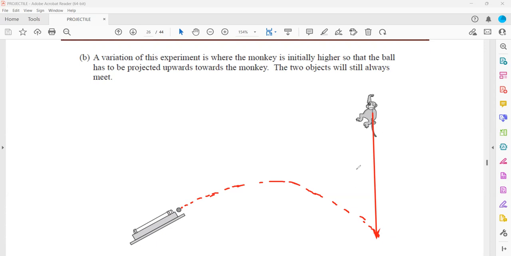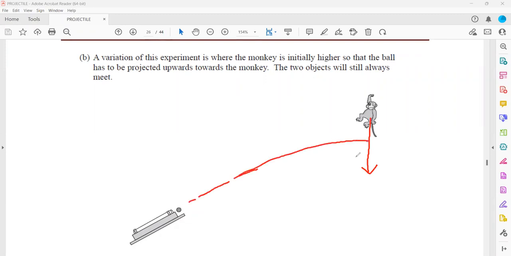Yeah, that's a good question. The question is why we did not draw a path or a trajectory like this. We draw the monkey and then the ball is still rising. Why did we not sketch such a path? Such a path is not acceptable. It is wrong. What is the reason for that?